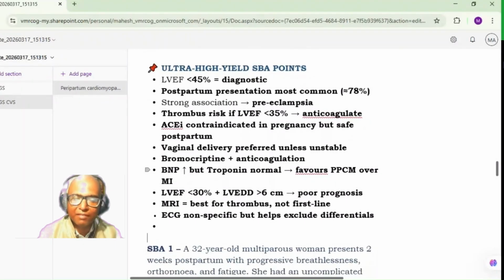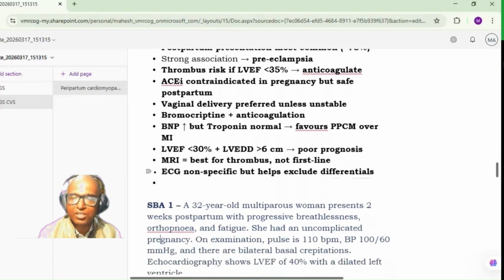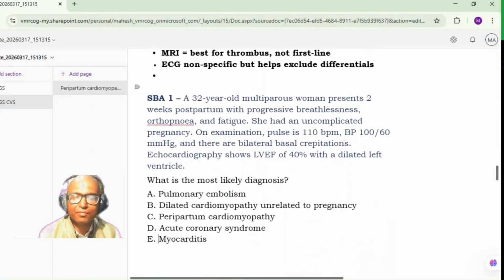Okay, so that finishes the TOG article discussion on peripartum cardiomyopathy. We have a few SBAs. Dr. Sinchana, can you read these SBAs?